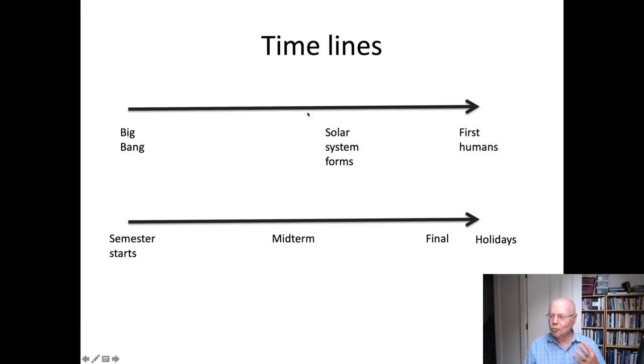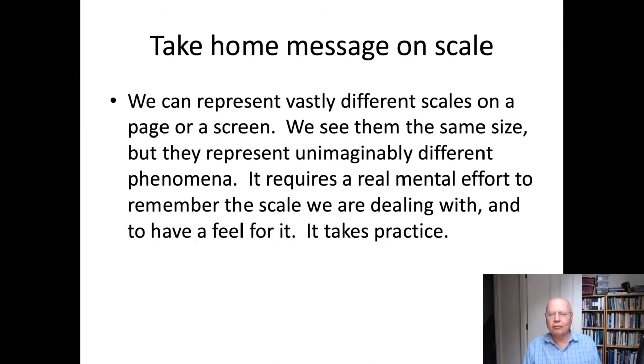So in the way we talk about it, in the way the neurons of our brain interact with it, in all these different ways, they seem to be similar, and yet in reality, they couldn't be more different. So this is going to require an effort on your part. We can represent vastly different scales on a page, on a screen, in our mind. We see them the same size. We think about them in the same format in our brain, but they represent unimaginably different phenomena.